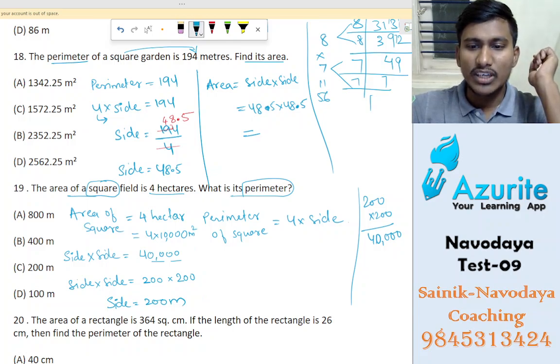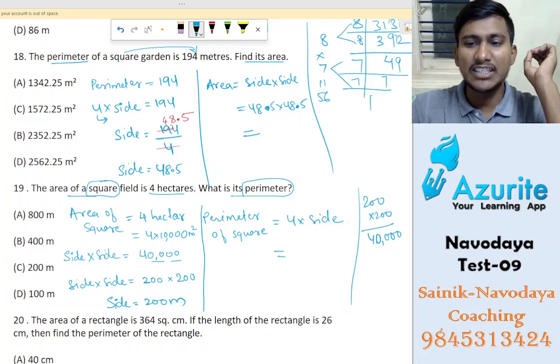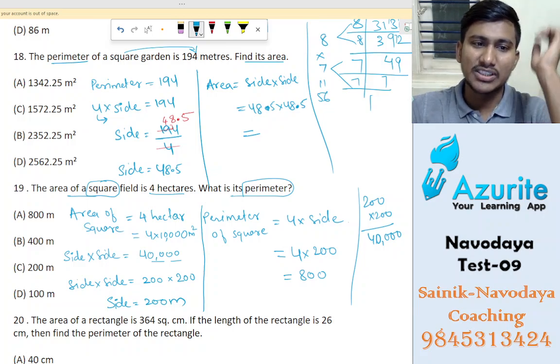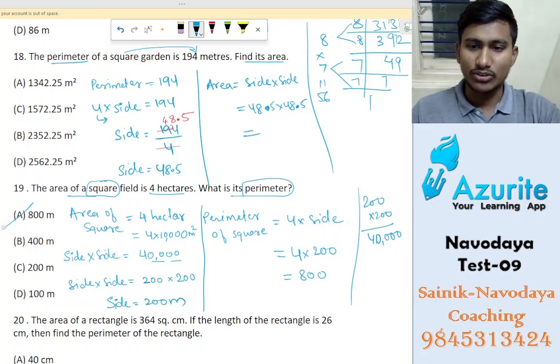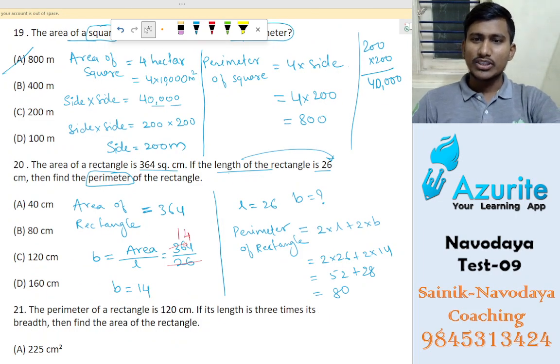So can you find the perimeter? Perimeter is 4 into side. So 4 into 200 is 800. Answer, option A. Okay, good.